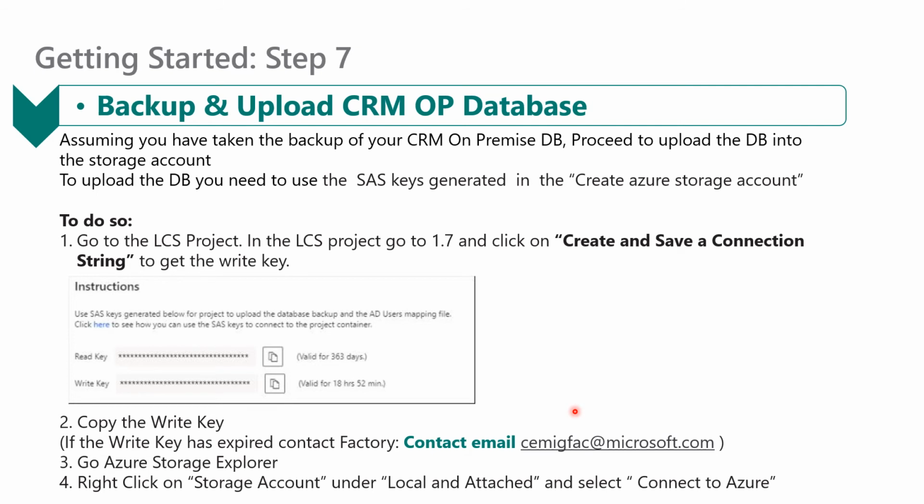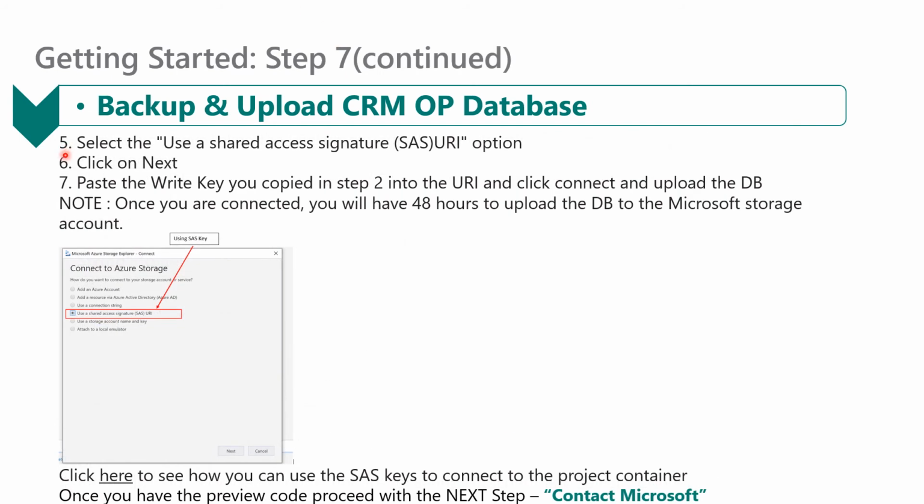Once you have a valid key, go to Azure Storage Explorer, right-click on Storage Account under Local and Attached, and select Connect to Azure. Now, select the Use a Shared Access Signature SAS URI option. Click Next, paste the right key you copied in Step 2 into the URI, and click Connect and upload the database. Note, once you are connected, you'll only have 48 hours to upload the database to the Microsoft Storage account.